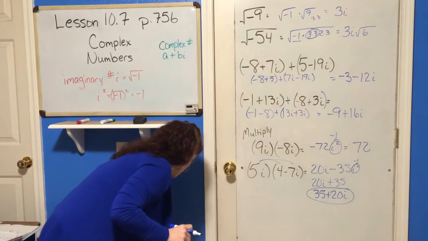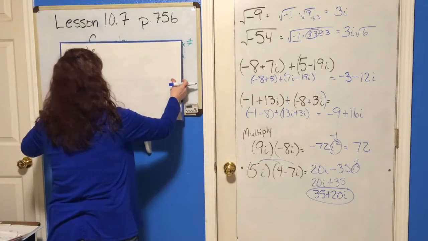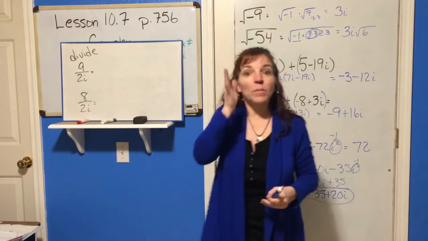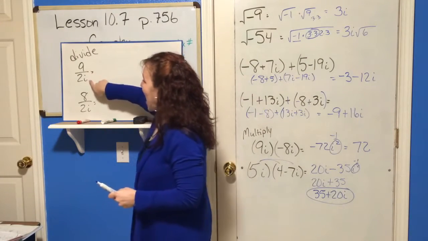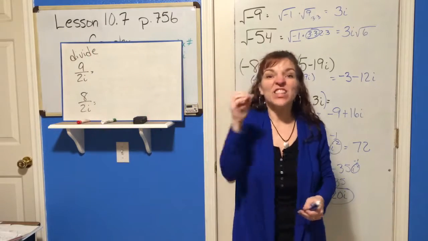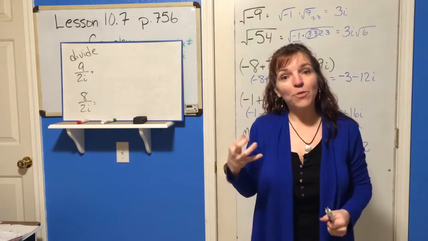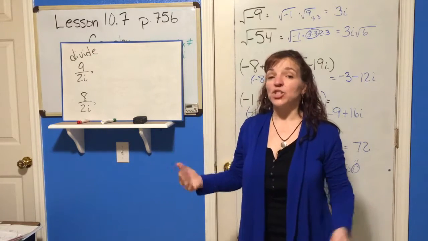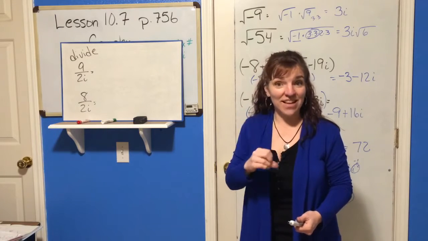Now, we added and subtracted, we multiplied. Of course, we're going to divide. And here's what happens when we divide. When we divide, we can divide normally, but once we get our final answer, if there is an i in the denominator, that's the same as having a square root in the denominator because i represents the square root of negative 1. And remember from last section, we can't have a square root in the denominator. We need to rationalize that denominator.